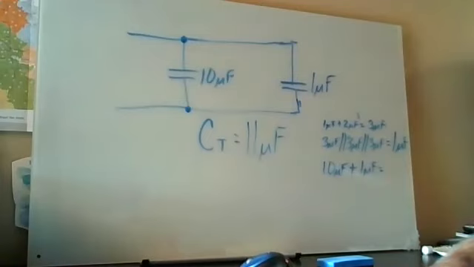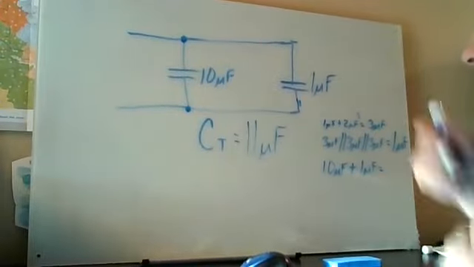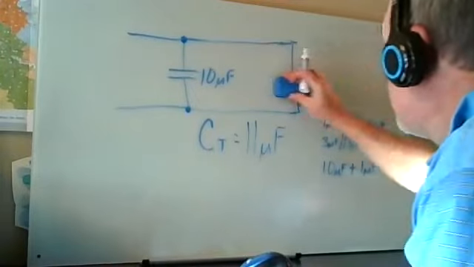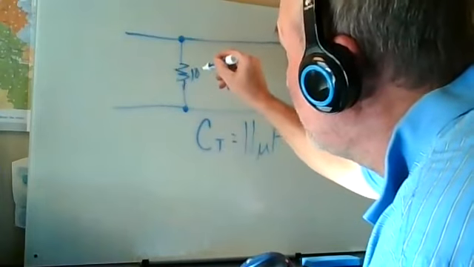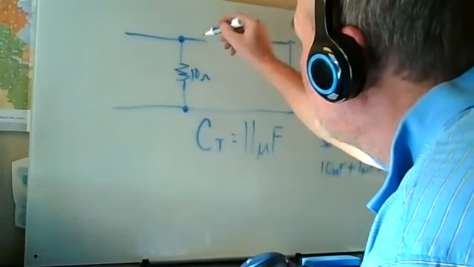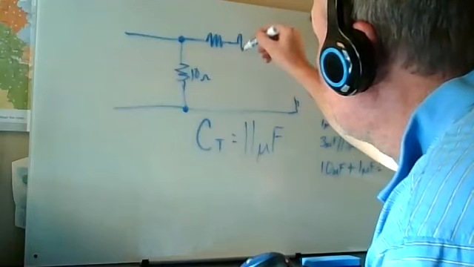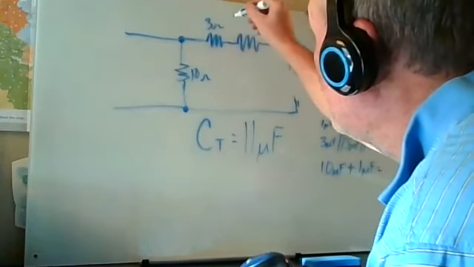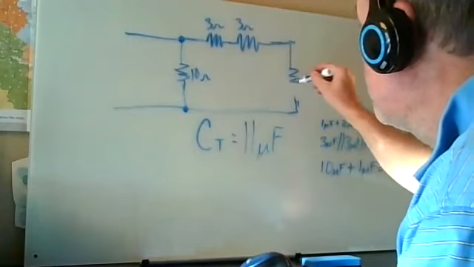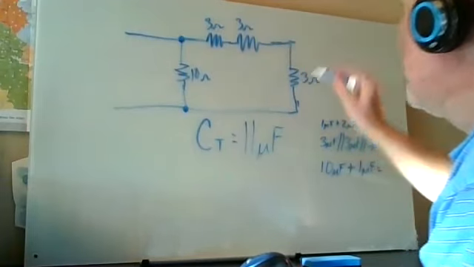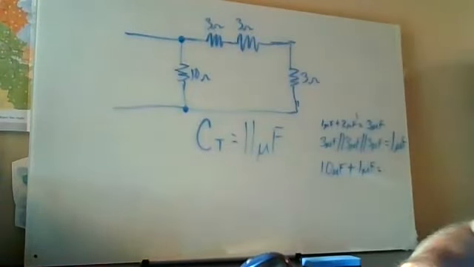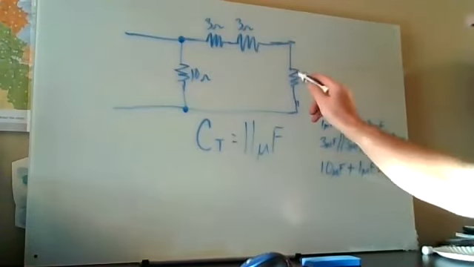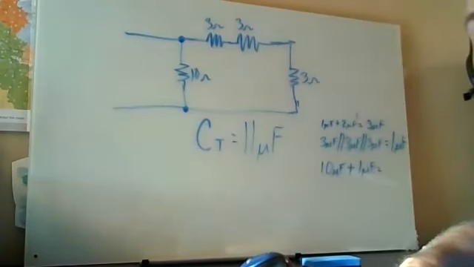It's not the same rules as in DC. It is, because if these were all resistors, just like when we were in DC, let's make them all resistors. 10 ohm, 3 ohm, 3 ohm, 3 ohm, okay? These 3 are in series, but they're in parallel with the 10. The only difference now is I'm going to add these up instead of act like they're in parallel.